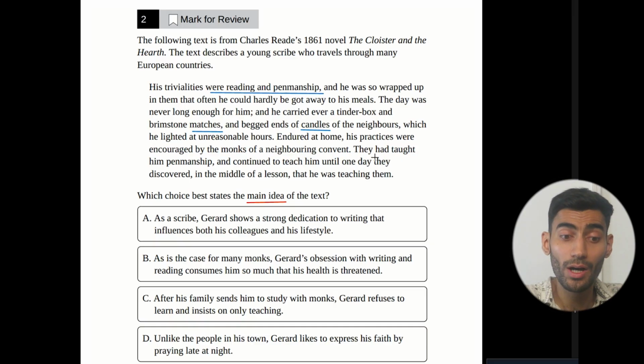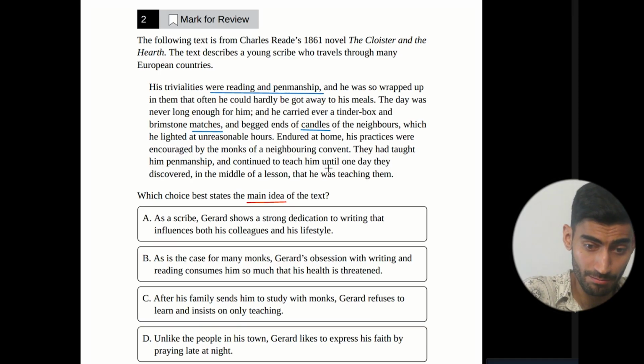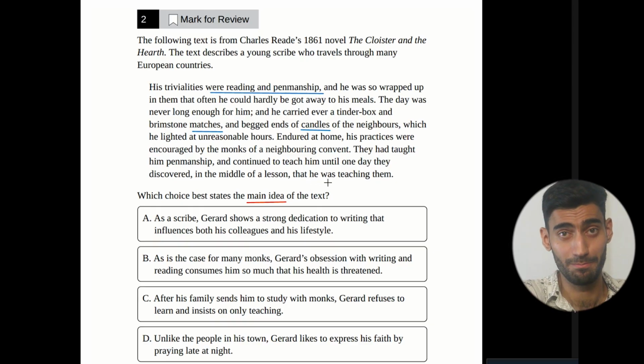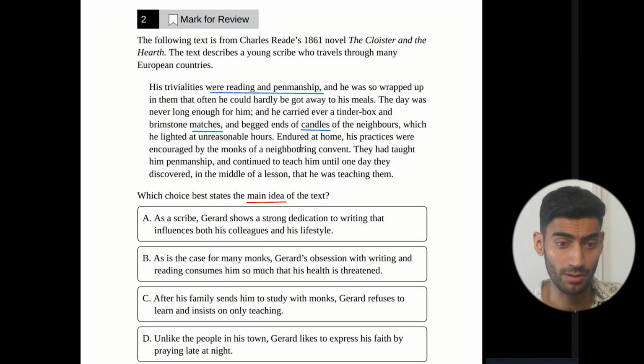They had taught him penmanship and continued to teach him until one day they discovered in the middle of a lesson that he was teaching them. So, first they used to teach him how to write, and then he was teaching them because he had spent so much time doing these things. So, the text is already telling you that he was so wrapped up that he could hardly be got away for his meals. He would get candles to study and read and write in unreasonable hours.